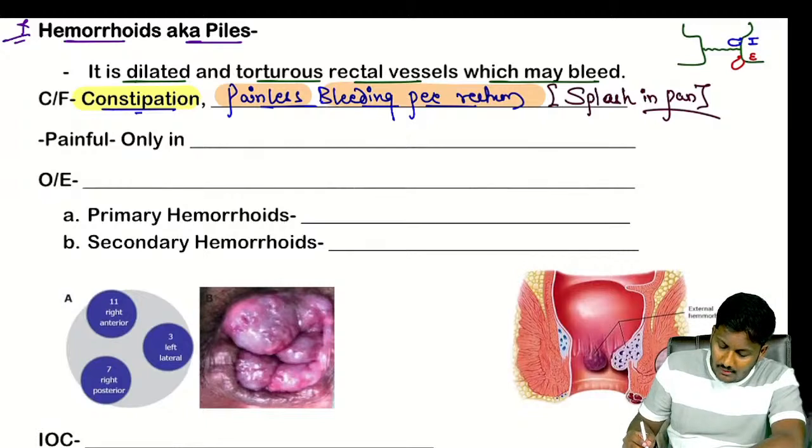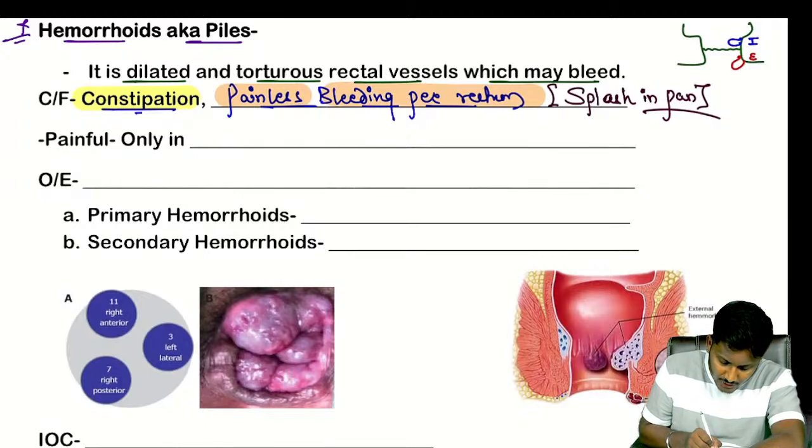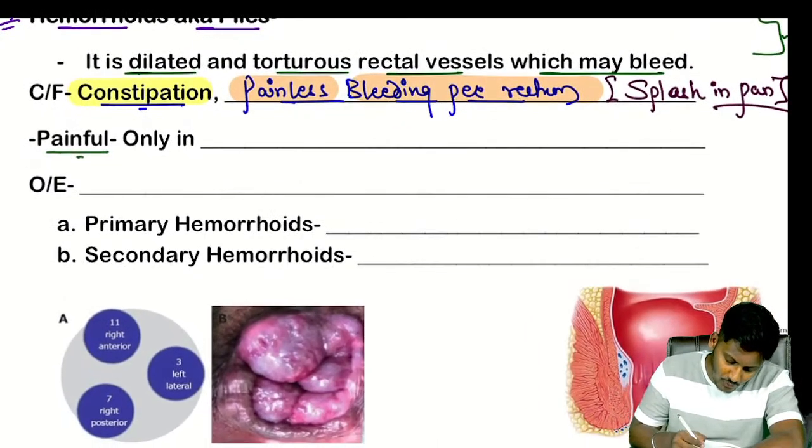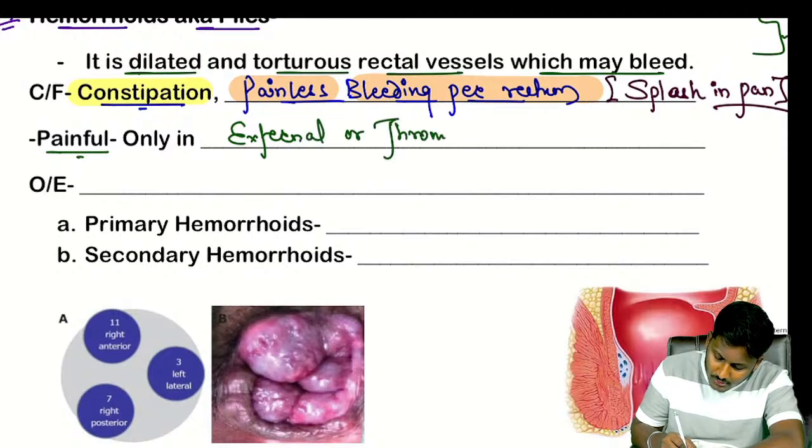Now, if they ask, beta, painful hemorrhoids will be seen in which condition? You have to remember, painful hemorrhoids will be seen only in either external hemorrhoids, beta, or in thrombosed hemorrhoids. What are thrombosed? Those are the hemorrhoids which are blocked.